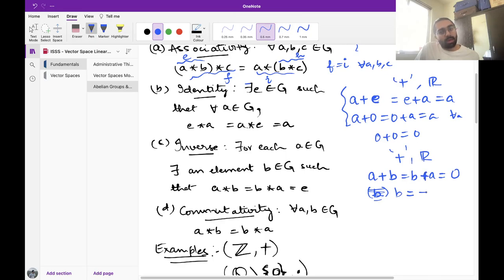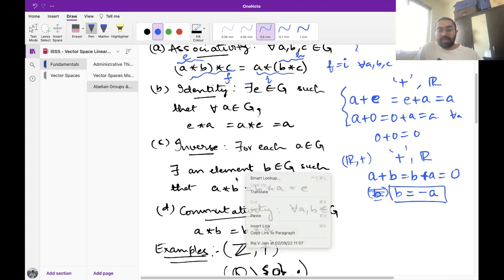It will be minus A. Minus A, correct? It should be minus A, right? And we are saying this B also has to belong to the set G. As we know, real numbers have all positive and negative numbers, so this B also belongs to the real numbers, for all A. Therefore, this R plus also has the inverse property being true. Okay, that is the third property.